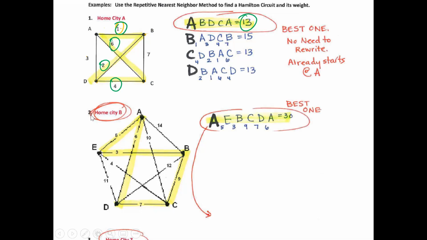Let's do the same thing with example 2. From A, the least expensive route is to go to E. From E, the least expensive route is to go to B. From B, the least expensive route is to go to C. From C, the least expensive route is not to go to E because I've already been there, but to D, which is 7, and from D, I want to go back to A, which is 6. Pause the video, do that for the rest of the points B, C, D, E.